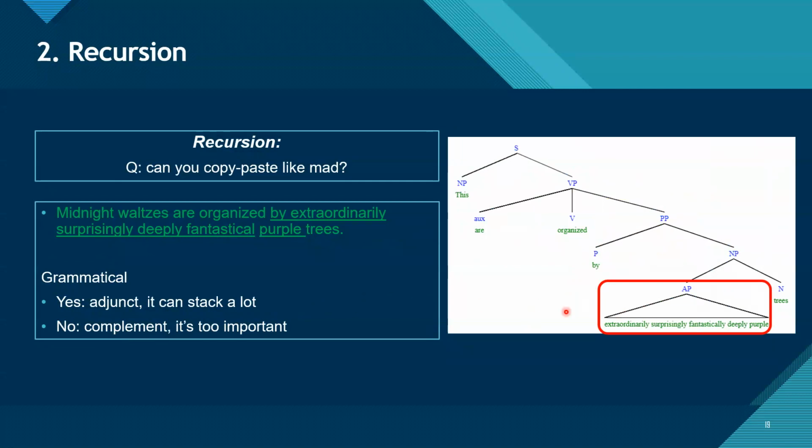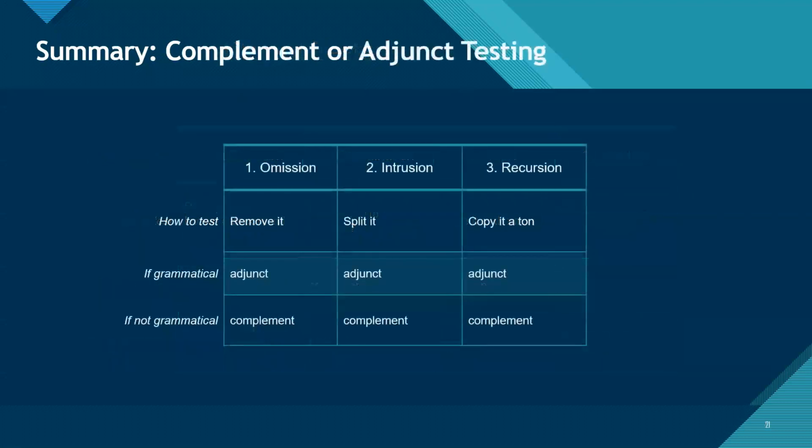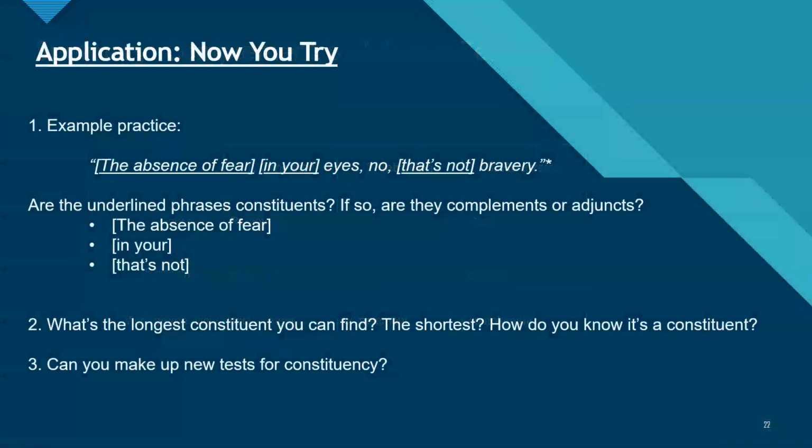Here's one of the best, recursion. You can only copy paste adjuncts. Midnight waltzes are organized by extraordinarily, surprisingly, deeply fantastical purple trees. That means that this is an adjunct. So in summary, these are the constituent tests that we've just gone over. And then these are how to tell if it's a complement or adjunct once you know it's a constituent.